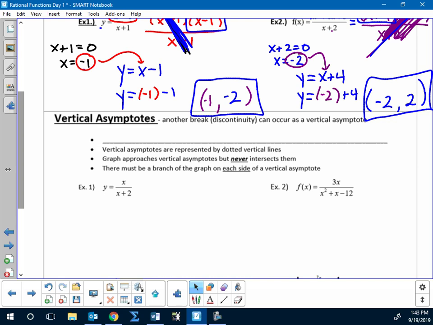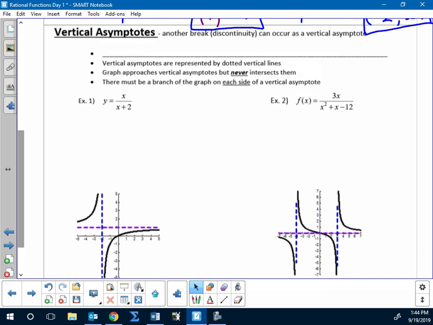The second funky thing that could happen in a rational graph is we could have a vertical asymptote. A vertical asymptote looks like these pictures at the bottom, these blue lines that are up and down. This is a vertical asymptote. These are also vertical asymptotes. Your vertical asymptote is created when the function is undefined. A function is undefined when you have 0 on the bottom. I don't know if you've ever heard this song, but it goes, 0 on the bottom, undefined.